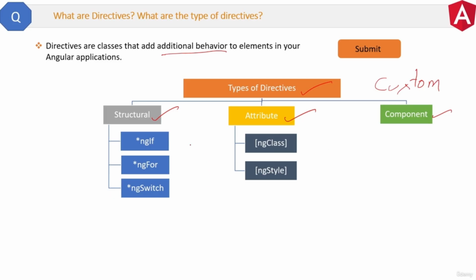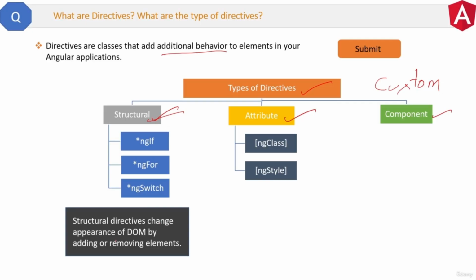The first one is structural directive. Structural directives change the appearance of the DOM by adding or removing elements in it. For example, suppose here is a list of some weekdays in your web page. Now adding one more item in this list can be done with the help of a structural directive. ngIf, ngFor, and ngSwitch are the types of structural directives. We can discuss this in separate questions later.